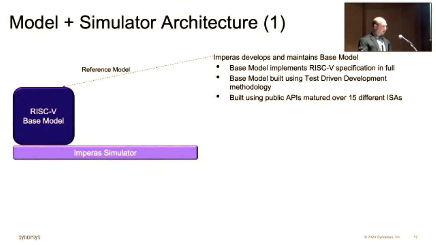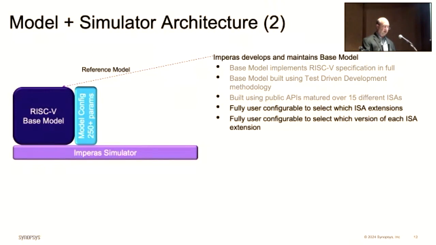So let's move on and talk about the architecture of the model. Actually what we do at Imperas is build the model using a set of APIs. So the models are built in C and built with APIs, and the Imperas simulator actually supports those APIs and executes that functionality. So the base model implements the RISC-V spec in full. It is built using a test-driven development methodology to get the high quality that we need, and built using those APIs. Then we add in a configuration file because RISC-V is highly configurable.